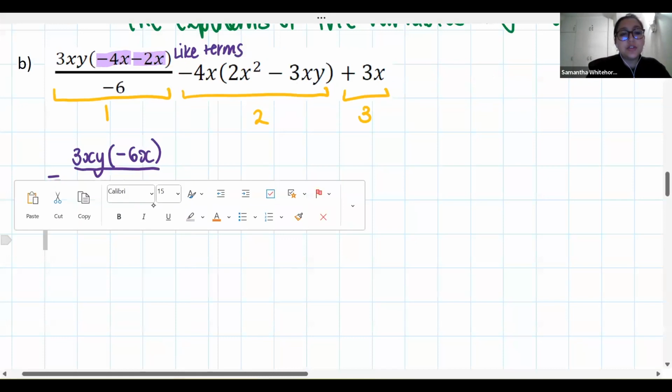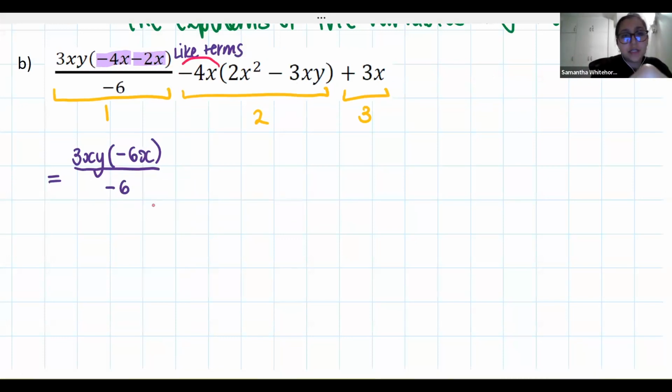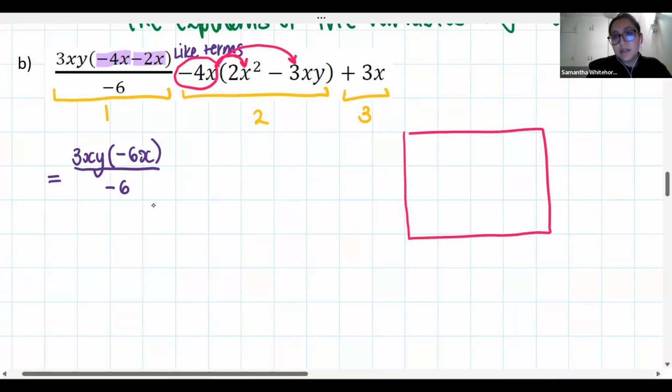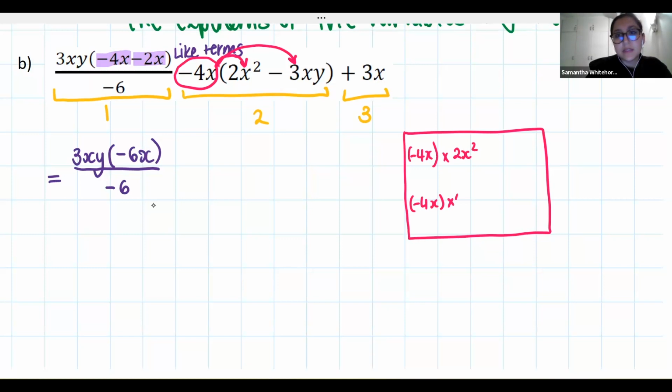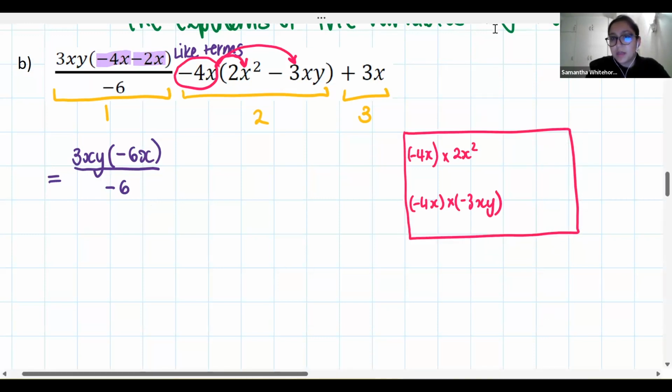If we look at term 2, remember I said this is now distribution. We're taking this negative 4x and we're multiplying it to the 2x squared and to the 3xy. So if we do our little multiplication block for ourselves, we have got negative 4x, I'm just putting it in a bracket to remind myself that it's negative, times positive 2x squared, and then negative 4x times negative 3xy. Okay, so I have got my little multiplication block. I need to do this distribution.